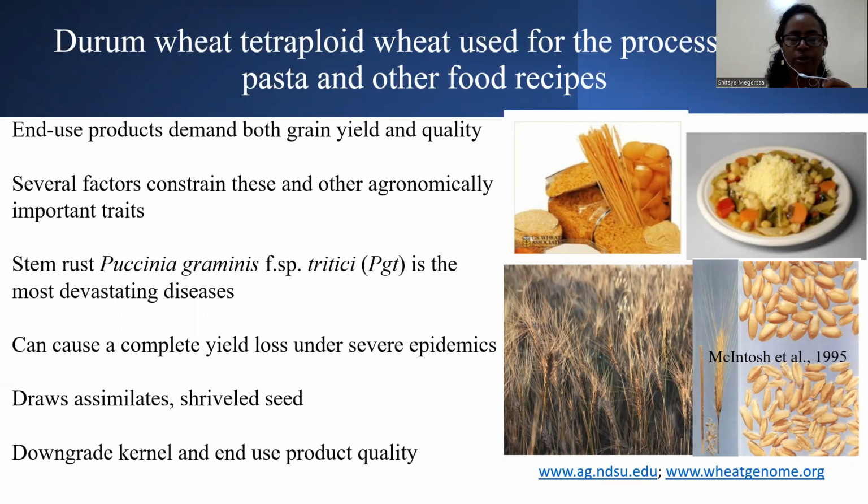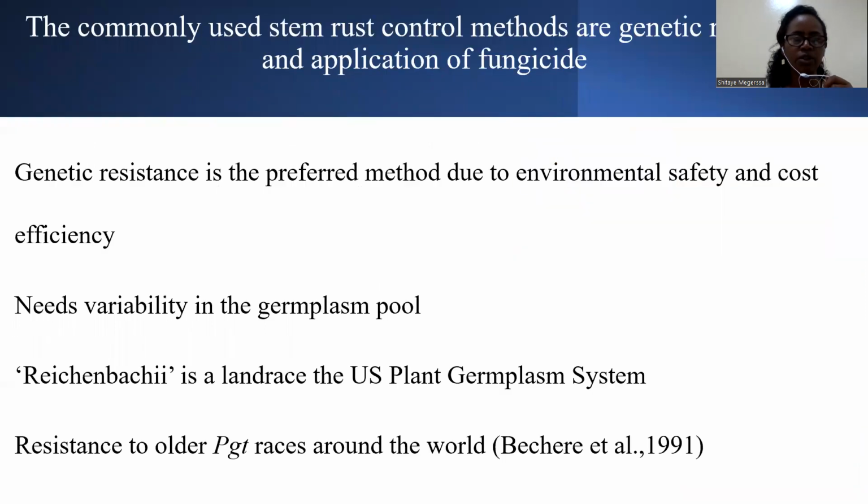This pathogen causes complete yield loss and severe epidemics when susceptible varieties are grown. It causes assimilate depletion from the plant system and causes shriveled seeds that downgrade the kernel and reduce product quality. The commonly used stem rust control methods are genetic resistance and application of fungicide. Where genetic variability is present, genetic resistance is the most preferred because of environmental safety and cost efficiency. However, where no genetic variability is available, fungicide application can be the only alternative to control this disease.